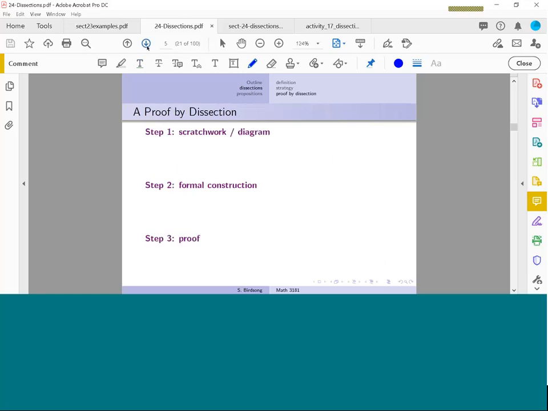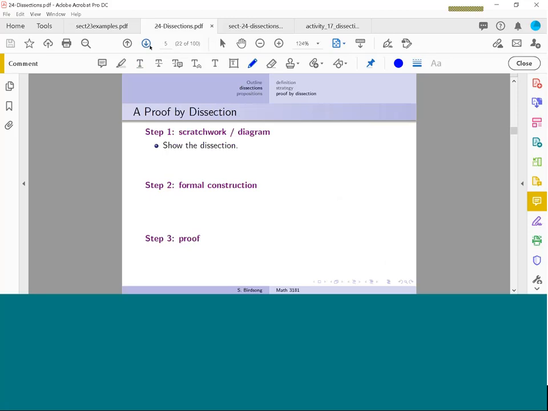Now, if a dissection exists, you could be asked to do something that's called a proof by dissection, and all that shows is that the two figures are equivalent by dissection. In other words, it's a way to verify the dissection works. It's got three components. The first one is simply some scratch work. It's not something that I ever need to see from you. However, it's probably the most important step in order to get this thing to work.